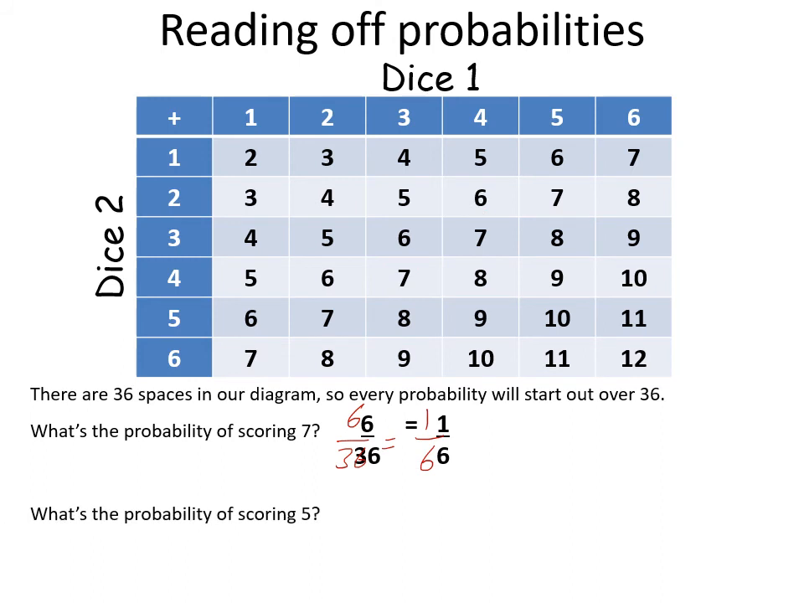And then what is the probability of scoring a 5? We can count how many 5s we get, which is 4, so it's 4 out of 36, and we need to simplify this, so it will be 1 over 9.